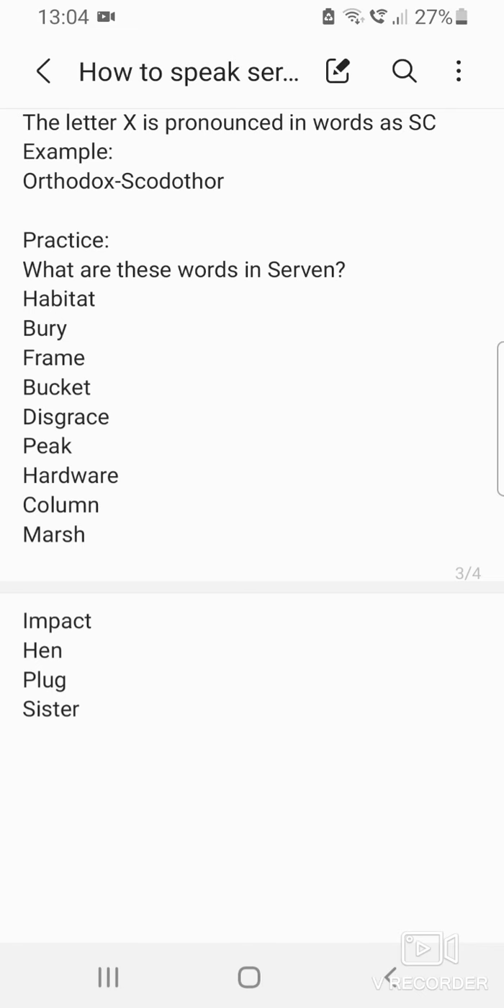So that also brings me on to another thing that I haven't written down. The letter C isn't used very much in Serven. It's usually pronounced with the K. So, for example, car, which has a C, would be arc, but that would be spelt A-R-K.